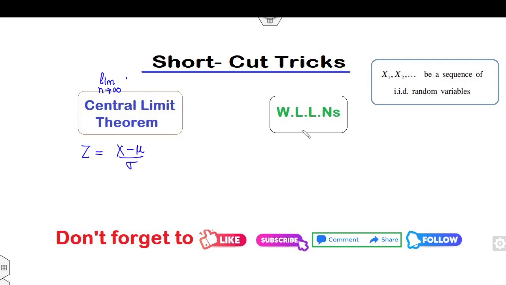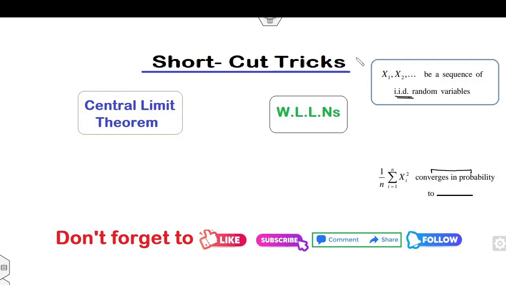On the other hand, you can apply the weak law of large numbers whenever there is a question related to finding convergence in probability, plus the sequences are said to be IID. For example, you can see the sequences are IID and they are talking about convergence in probability. Then the answer is the expected value of whatever term is written after the summation sign.